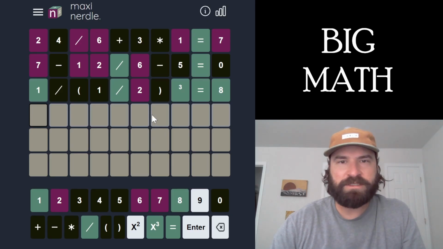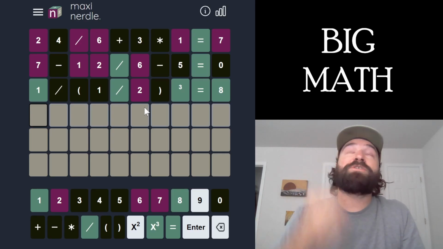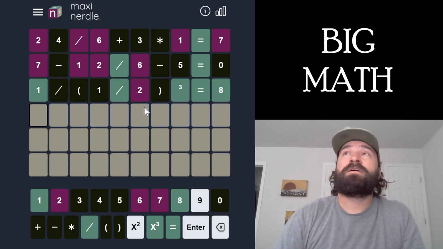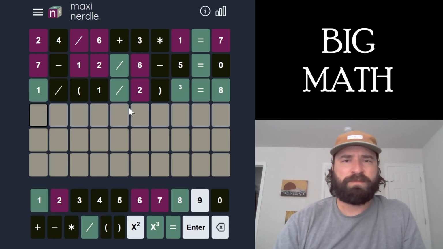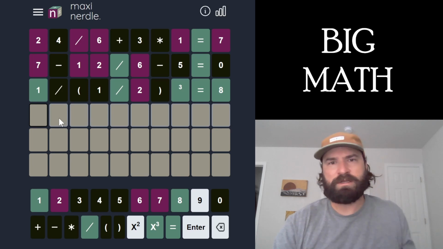And this number has to start with at least 6. Wait, cubing a double-digit number. If you cube 10, that's 1,000. If you cube 60, that's more than a 4-digit number, isn't it? It's got to be a 5-digit number. 60 times 60 times 60. 60 times 60 is already 3,600. Yeah, so this isn't going to work.